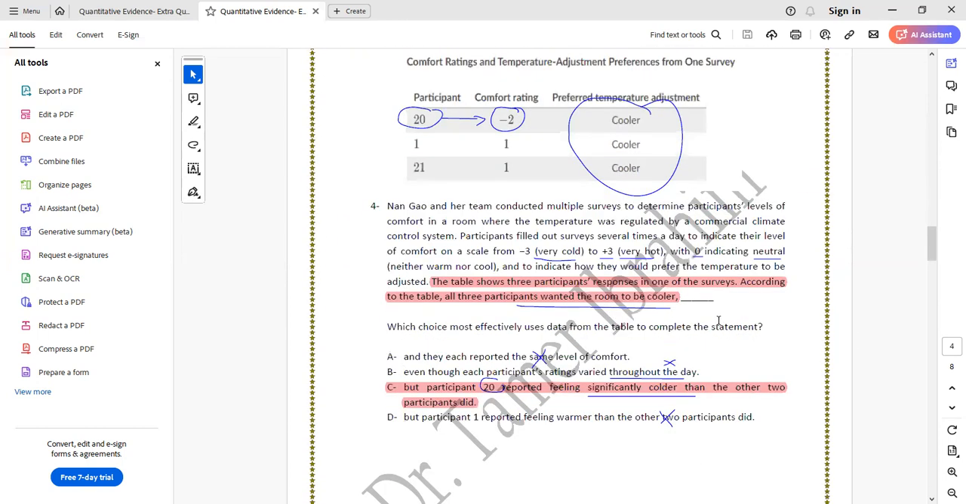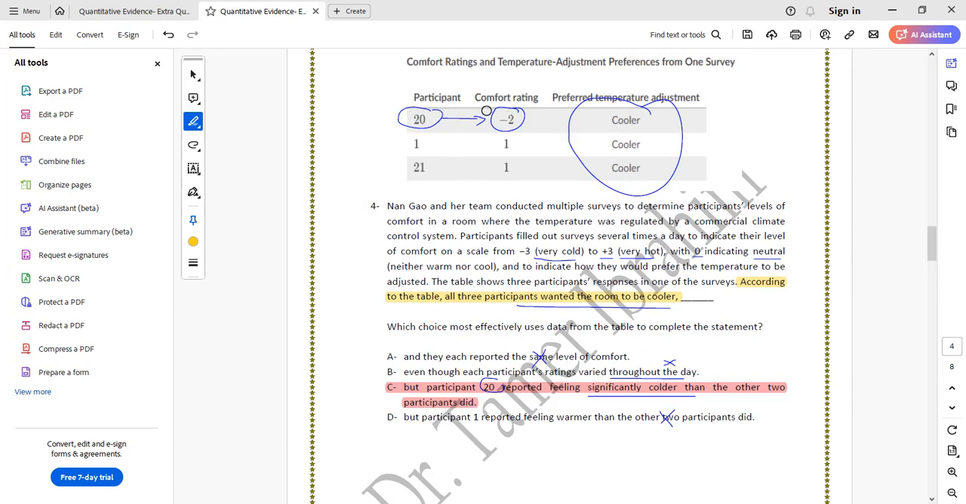Number 4, I need to complete the example. The table showed 3 participants, 21 and 21. Response in one of the surveys. No, I'm sorry, this is not the part. I need only this. According to the table, all 3 participants want the room to be cooler. Okay, let's find. I don't need to read more. And they each reported the same level of comfort. No, one made -2, the other 1. Even though each participant's rating varied throughout the day. No, only 2 are the same and 1 is different.